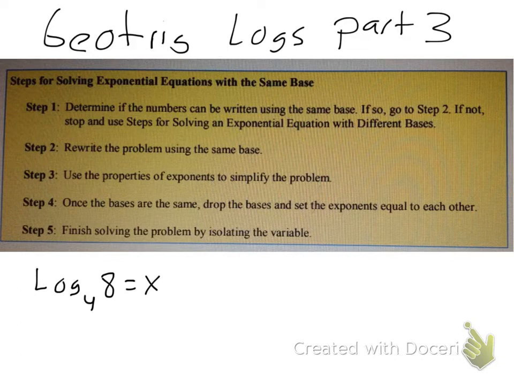I ended the last video with this particular problem on the bottom of the page: log base 4 of 8 equals x. I stopped because that's a slightly different method, and I wanted you to get really used to the other method before we moved on to a little bit more complex version. So here it is.